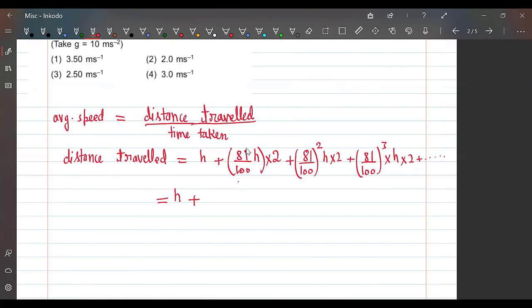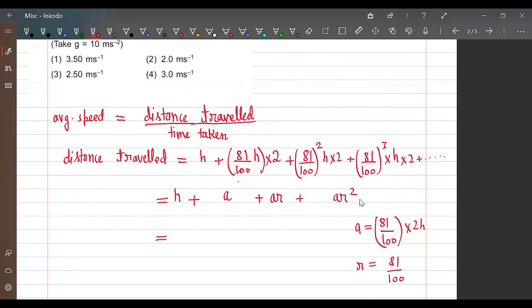And this is the first term. So the formula is a divided by 1 minus r. From here, I can write it in the form a plus ar plus ar square. If we compare this, our value of a will be 81 by 100 into 2h. This will be a. If I take this common, from here I'll get the value of r as 81 by 100.